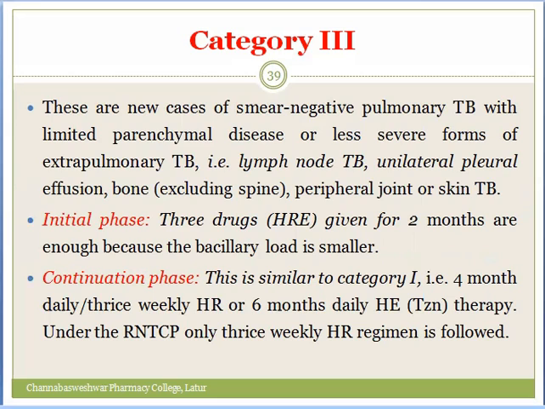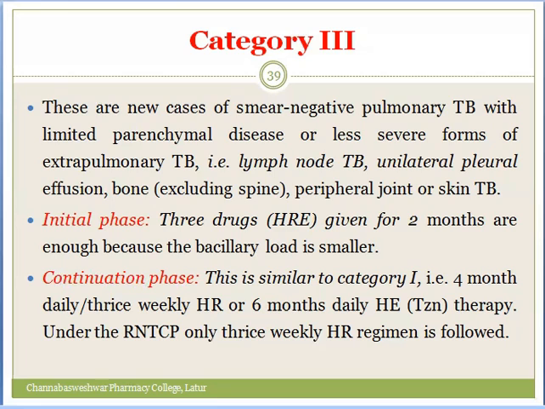These are new cases of smear negative pulmonary tuberculosis with limited parenchymal disease, or less severe forms of extrapulmonary TB, that is lymph node TB, unilateral pleural effusion, bone TB, peripheral joint or skin TB. Such patients come under category 3. Look at the treatment for category 3 patients. In the initial phase, 3 drugs, isoniazid, rifampicin, and ethambutol, are given for the first 2 months, and that is enough because the bacillary load is smaller in category 3 patients.